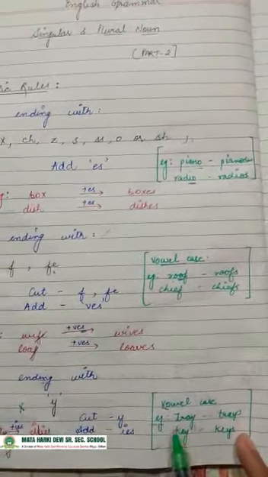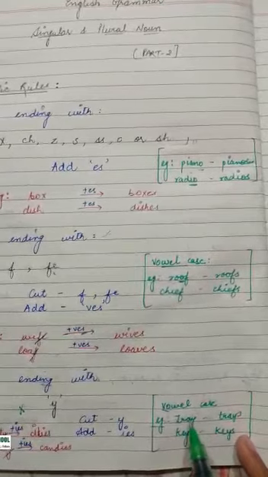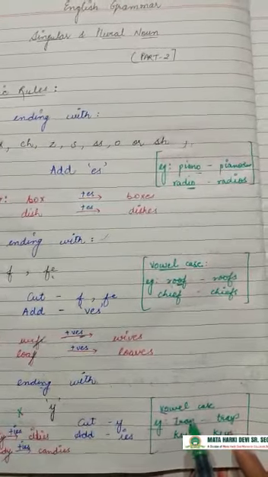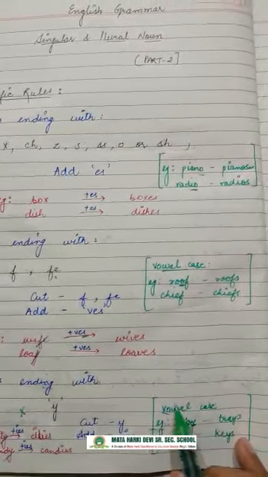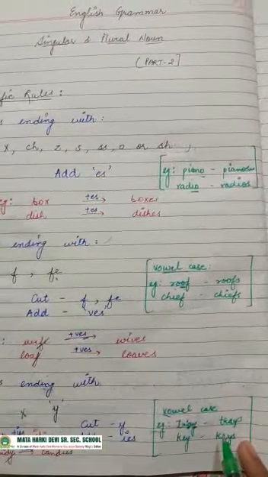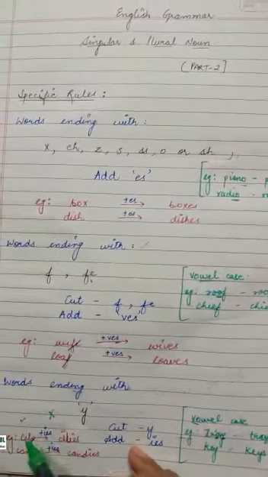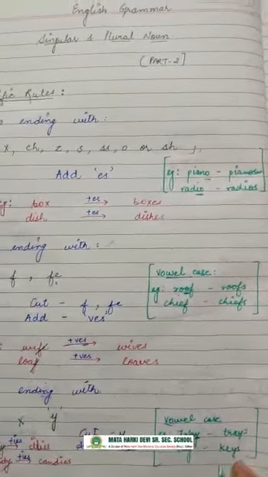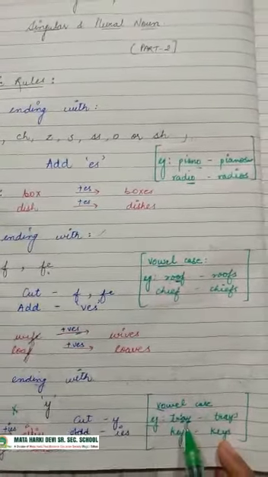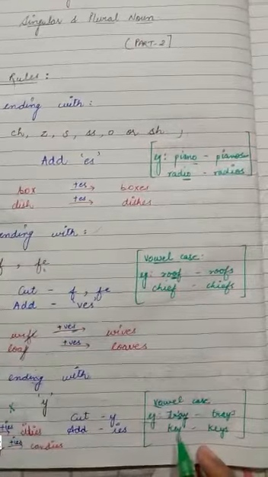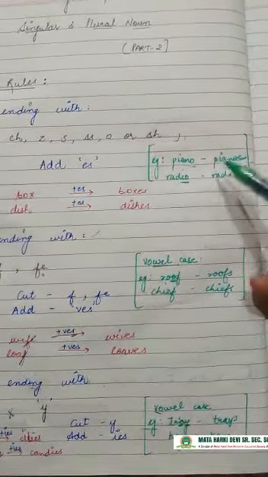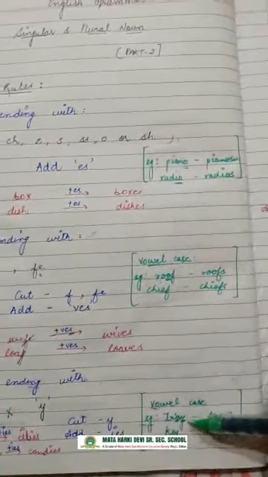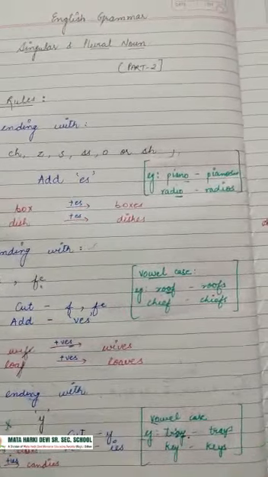For example, tray. Tray, it is ending with y but the previous letter is a, that is a vowel. So we will not do this case but just add s to it. So examples are tray, trays, key, keys. So these are the 3 exceptions that you need to remember.